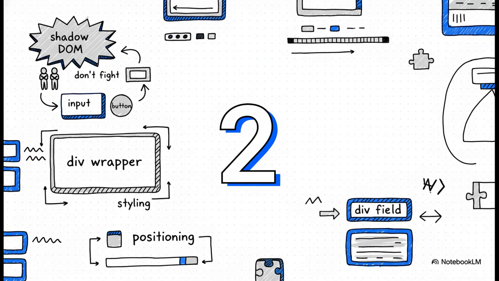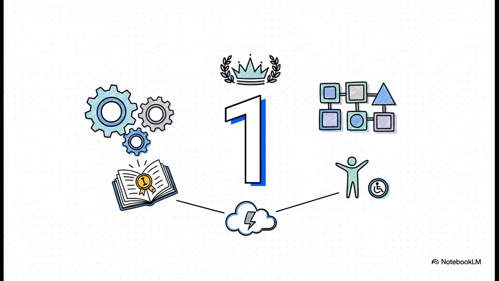Golden rule number 2: don't fight the shadow DOM, work with it. Whenever you need to add space or position a base component like a button or an input field, just embrace the wrapper pattern. Put it inside a div and style that div. Easy. And finally, the number one, most important golden rule. If you forget everything else from this talk, remember this. Always, always reach for SLDS classes before you even think about writing your own custom CSS. This is how you guarantee your components are consistent, accessible, and feel perfectly at home in Salesforce.